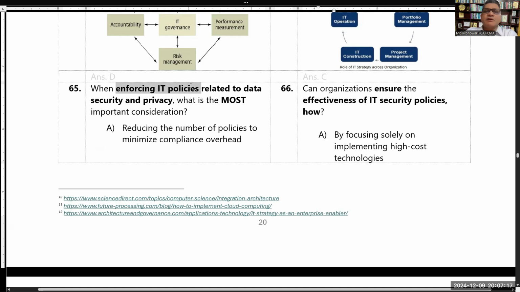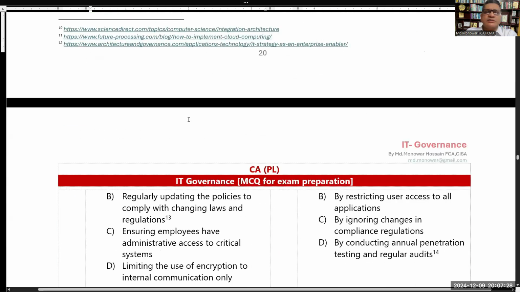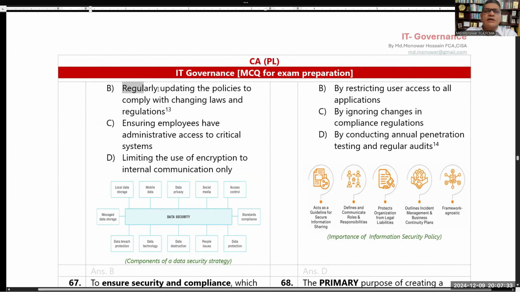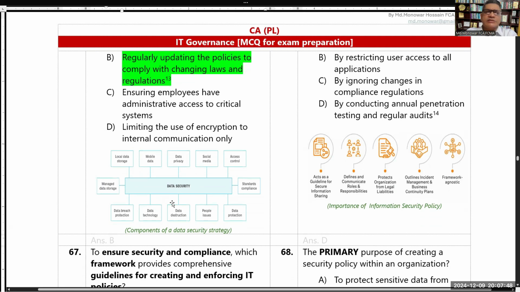When enforcing IT policies related to data security and privacy, what is the most important consideration? So the most important consideration is to regularly update the policies to comply with changing laws and regulations. It makes data security, that means strategy, law, properly storing the local data, different types of data, taking care of data privacy, access control, data breach protection, managing data storage, as well as the standards and compliance with the rules and regulations, overall data security.